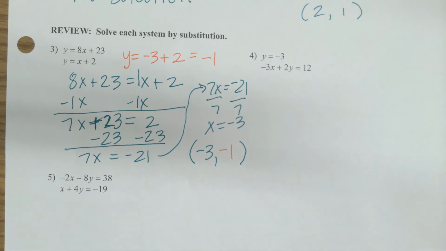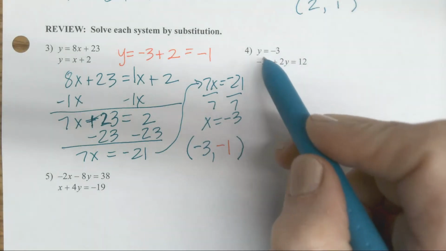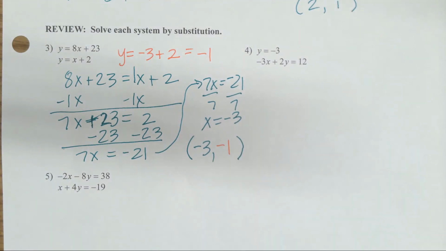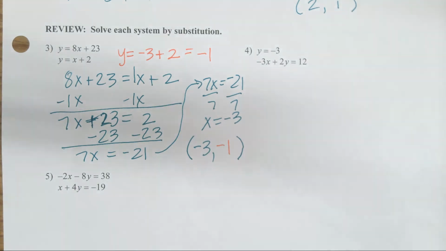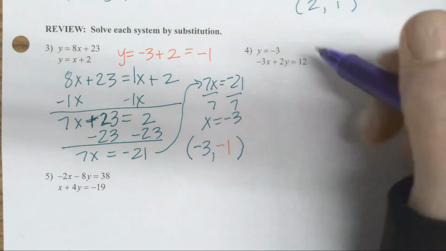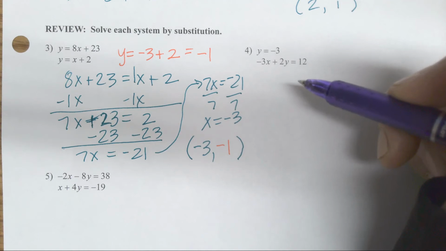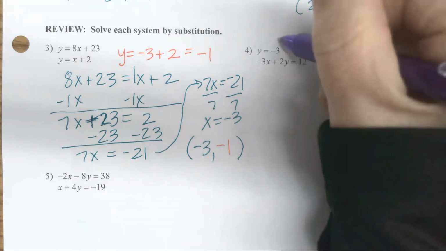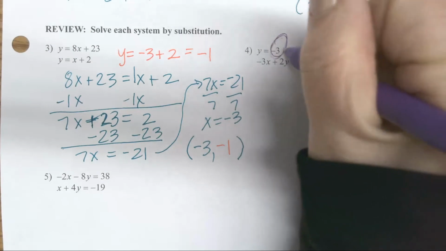Okay? Now, in other problems, we only have one y equals something. Then I have to do something different. Who remembers? What do I do if I don't have both y's equal? I put the negative 3 in for y. Yep. So this negative 3 goes in for y in the next equation.